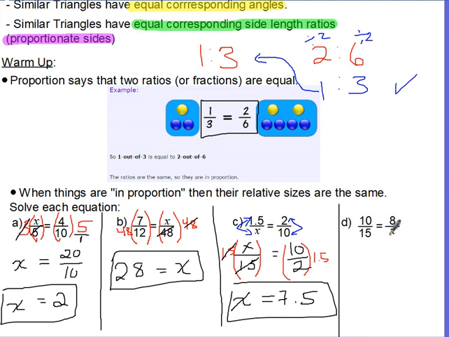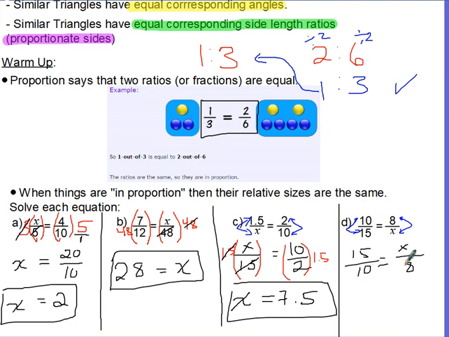Great. This last example, similar idea. X is on the denominator. We don't want that, so we are going to flip. Well, we have to flip both. If we're going to flip one, we got to do it for both. So we're going to have here x divided by 8, and over here it'll be 15 over 10.